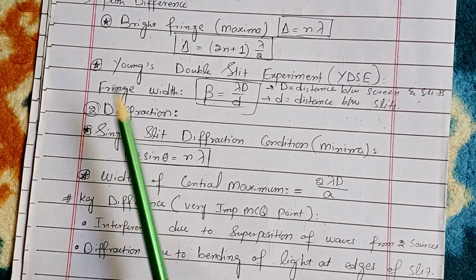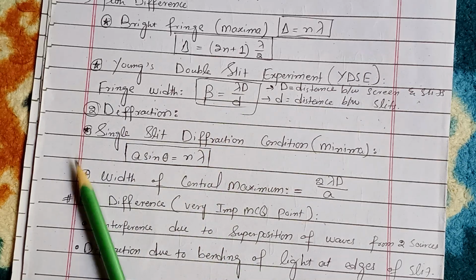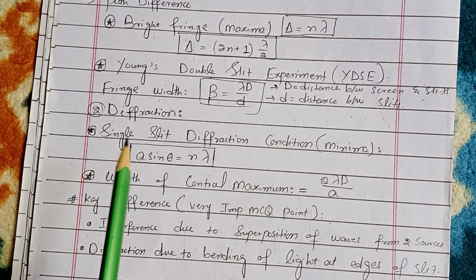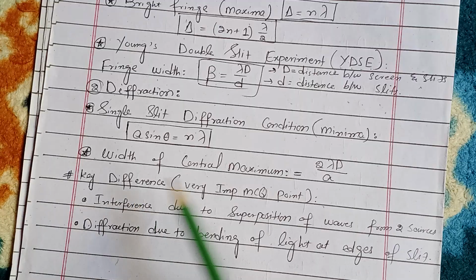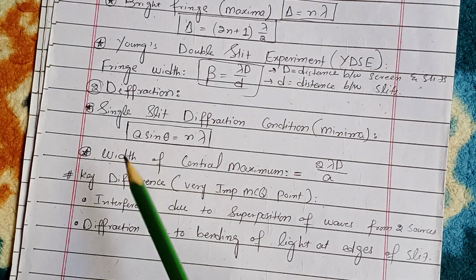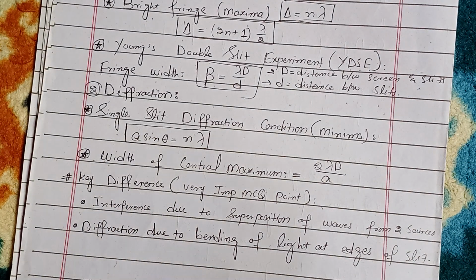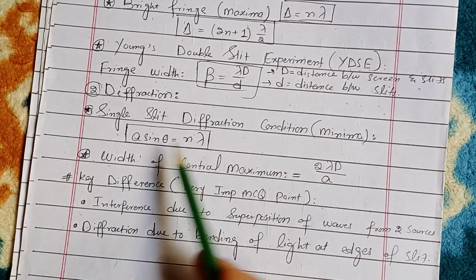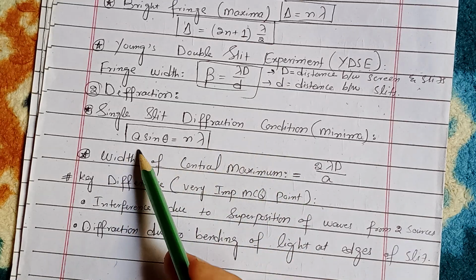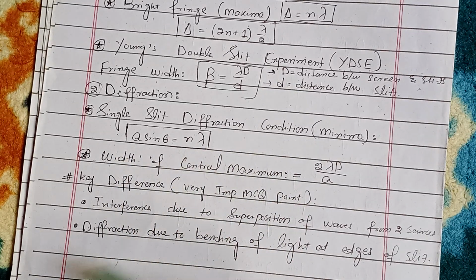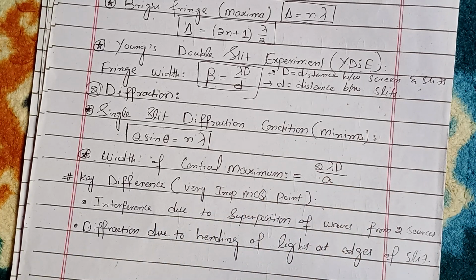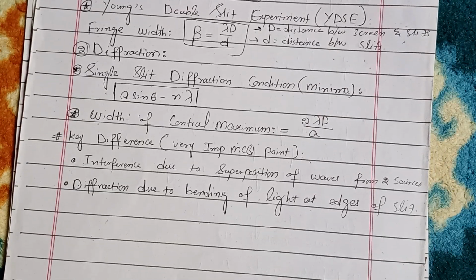Now the next subtopic is diffraction. What is diffraction? You must know the details of diffraction. I am not going to discuss it with you in this short lecture. The single slit diffraction condition for minima is a sin theta equal to n lambda. The width of the central maxima is equal to 2 lambda D over a. These are all the formulas which you must know.